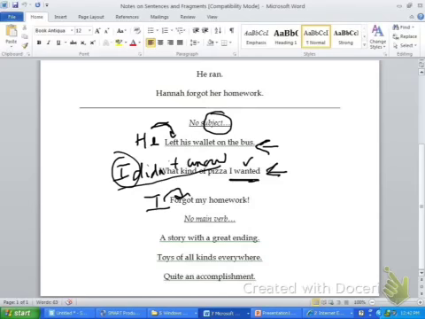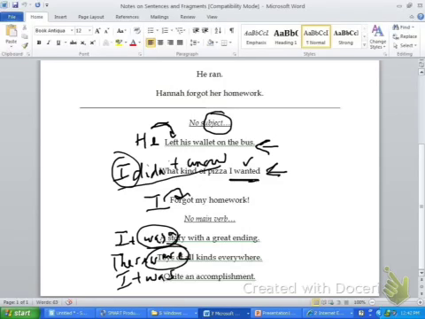It's also a fragment if you're missing a main verb. Okay, a story with a great ending. We're missing a main verb. It was. Okay, was is our main verb. We need to add it in there. It was a story with a great ending. Toys of all kinds everywhere. We need to add there were toys of all kinds everywhere. And then, quite an accomplishment. It was quite an accomplishment.